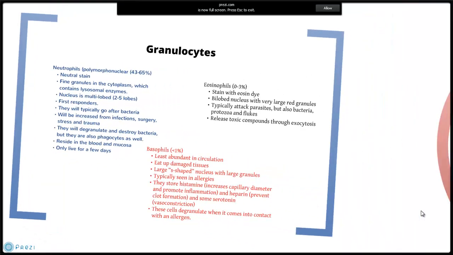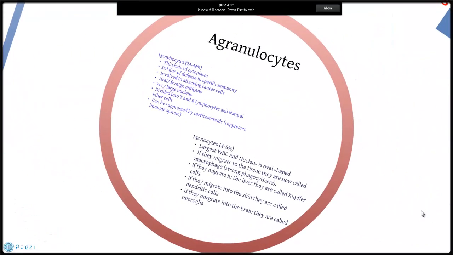So now we're going to talk about agranulocytes, and remember those are the lymphocytes and the monocytes. Lymphocytes are more abundant. They have a thin halo of cytoplasm. They are involved mainly in viral and foreign antigens. They can also attack cancer cells. They have a very large nucleus, and then they are divided into T and B lymphocytes and natural killer cells.